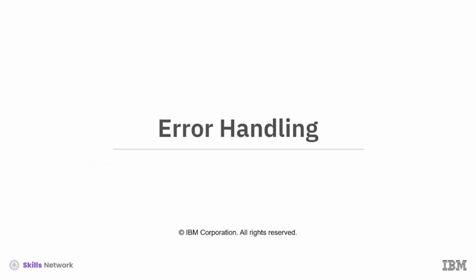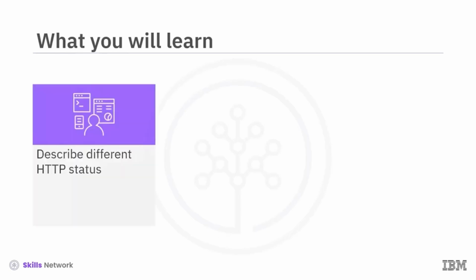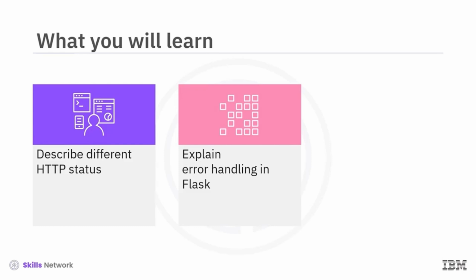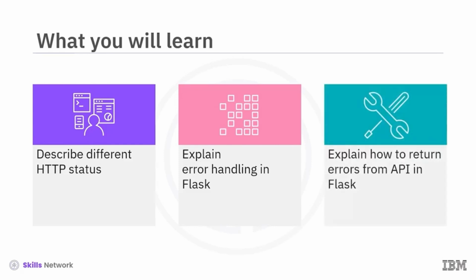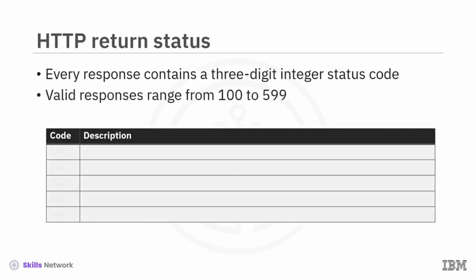Welcome to Error Handling. After watching this video, you will be able to describe different HTTP status that API services can return, explain how error handling works in Flask, and explain how to return errors from your API endpoints. Every HTTP response contains a 3-digit code indicating different error and success status, and the client is responsible for consuming this error code. Valid response code ranges from 100 to 599.